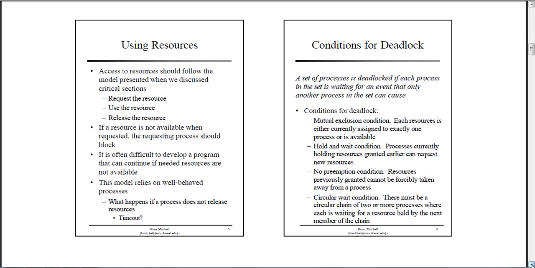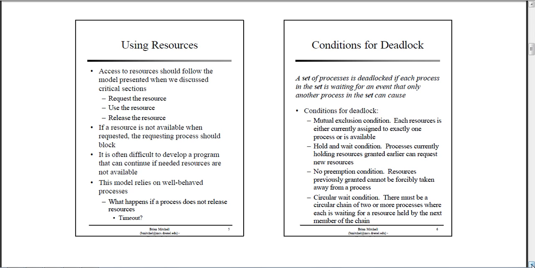Using resources. Access to resources should follow the model presented when we discussed critical sections: request the resource, use the resource, release the resource. If a resource is not available when requested, the requesting process should block. It is often difficult to develop a program that can continue if needed resources are not available. This model relies on well-behaved processes. What happens if a process does not release resources?